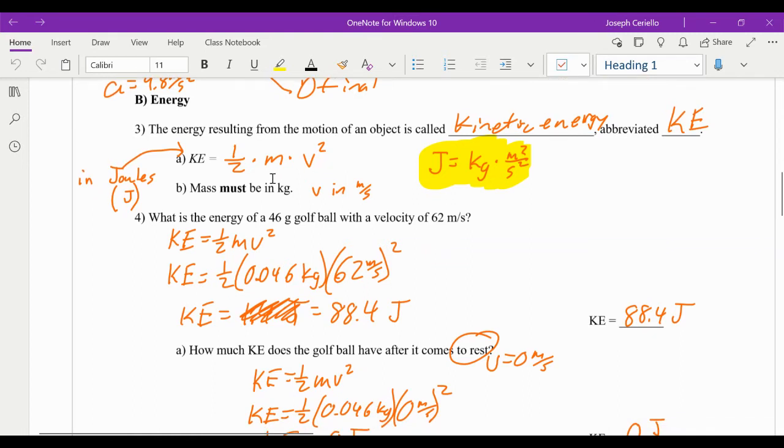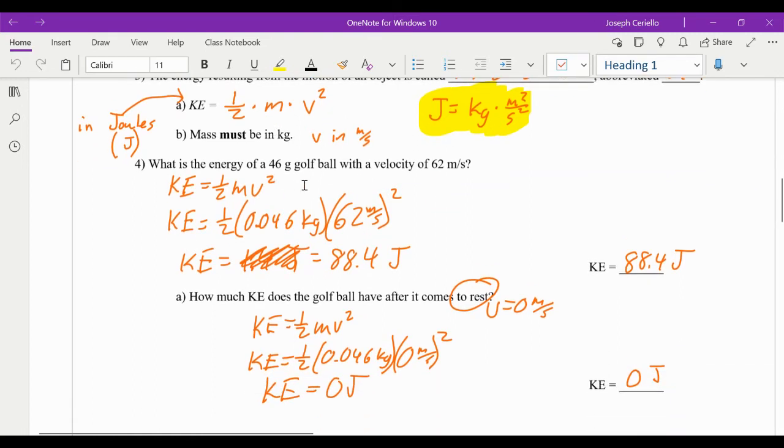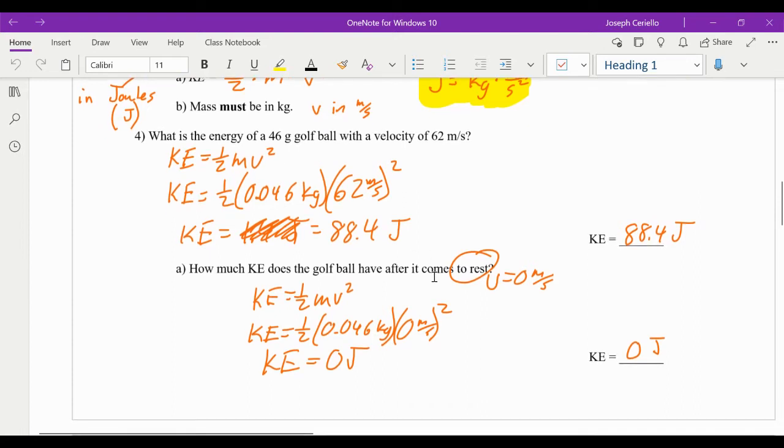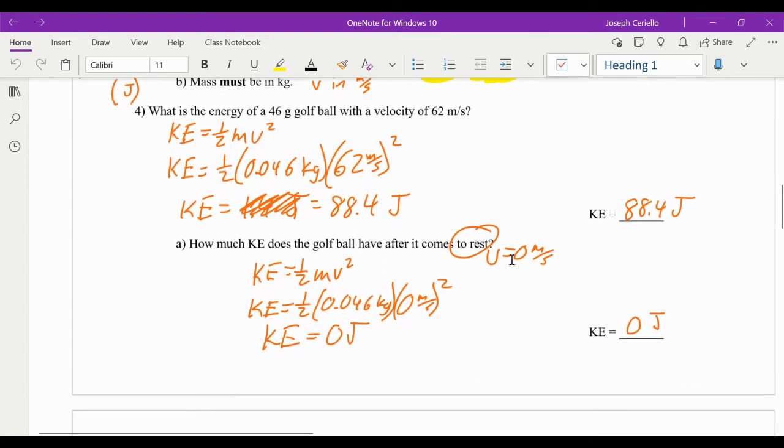Mass absolutely must be in kilograms. So to get the kinetic energy of this golf ball, you know its mass, you know its velocity. Just make sure you convert that mass to kilograms, so it's 0.046 kilograms. Okay, you got to move the decimal 3 places. We get 88.4 joules. Now, if that golf ball were at rest, its velocity would be 0 meters per second. Therefore, its kinetic energy would be 0 joules. You really don't even need to do all this work. You know that if something is not moving, it has no kinetic energy.